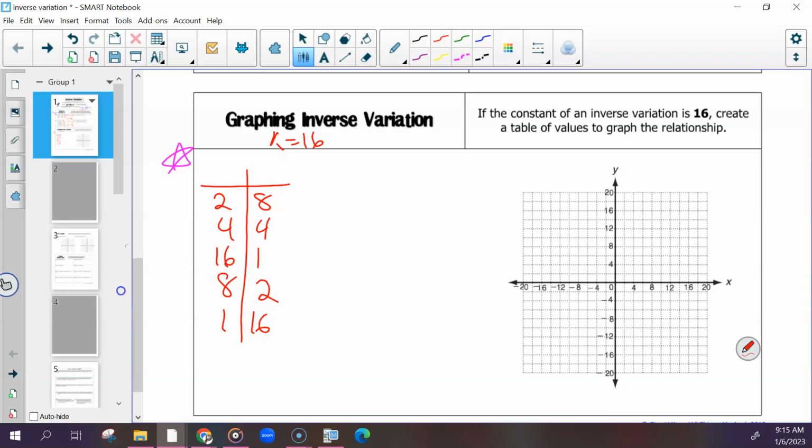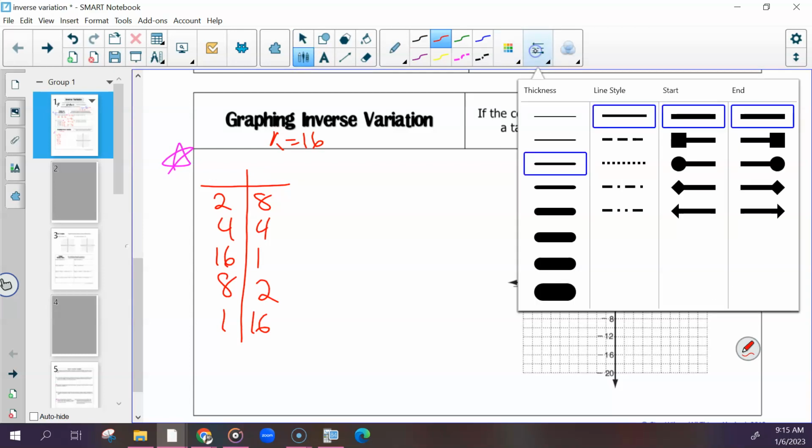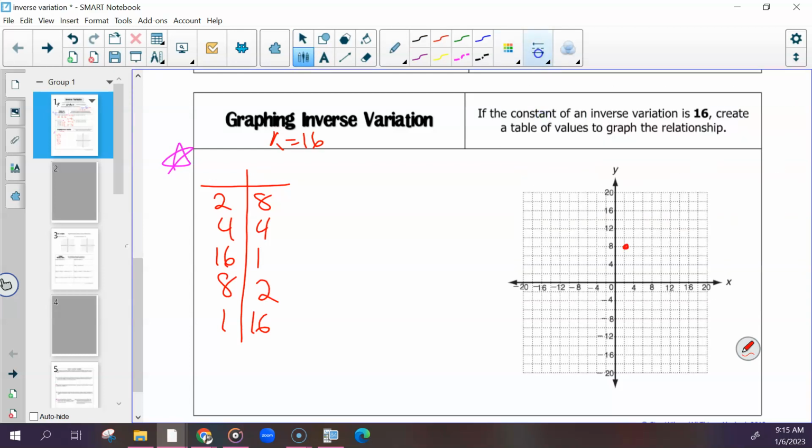So we're going to graph all of those points. 2 and 8. These are counting by 2, so be careful with that. 4 and 4, 16 and 1, 8 and 2, and then 1 and 16. So you'll see it kind of curves. So you would connect them, and it'll look something like this.